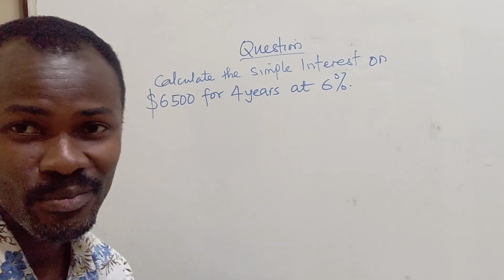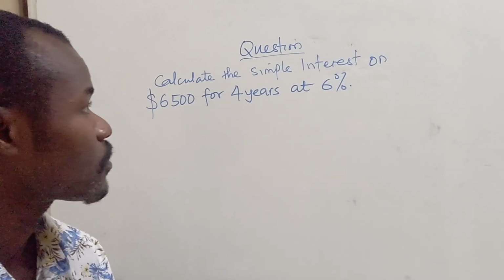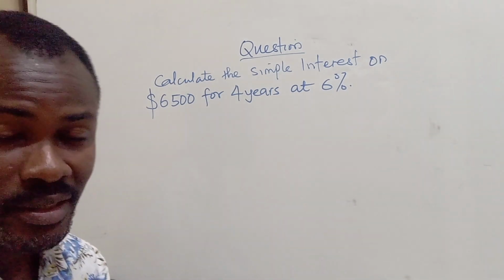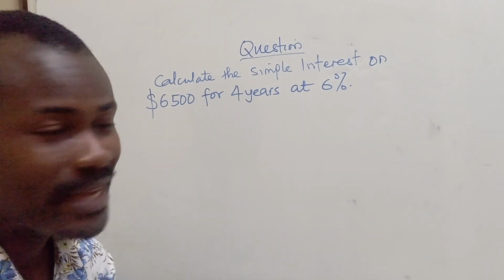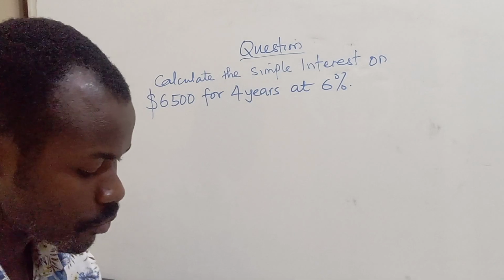Today's question is on simple interest. I'll read out the question and we'll solve it together. The question says: calculate the simple interest on $6,500 for 6 years at 6%.